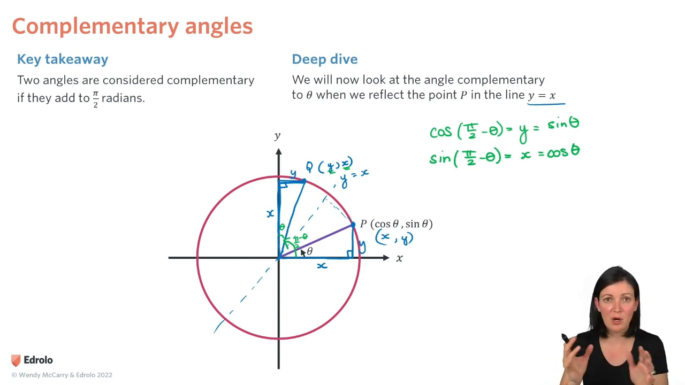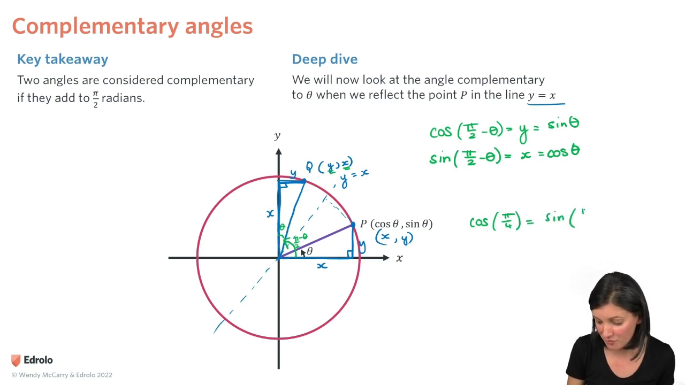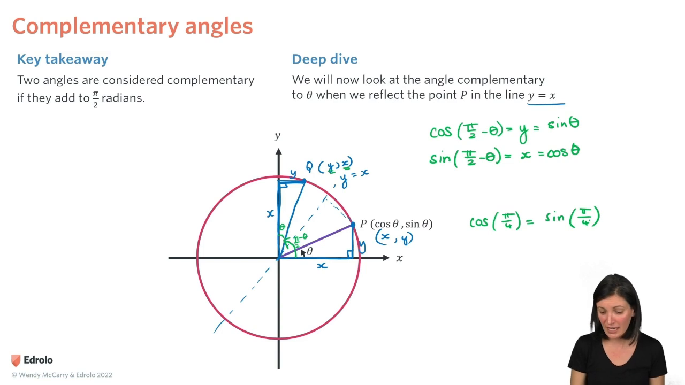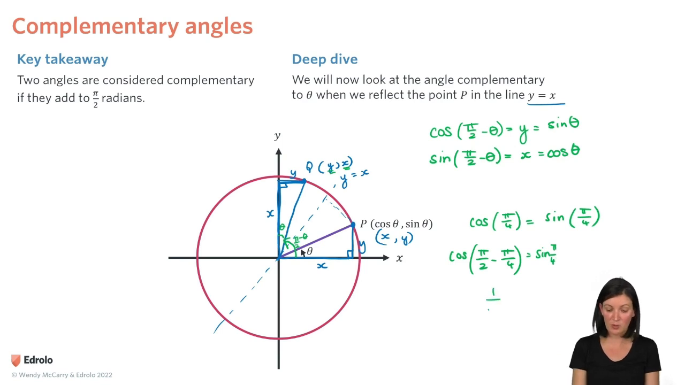Where I think this is easiest to understand is, if you remember from our exact values, the cos of pi on 4, which is 45 degrees, is equal to the sine of pi on 4. And I can rewrite the cos of pi on 4 as the cos of pi on 2 minus pi on 4. That's equal to the sine of pi on 4. If you remember, they were both equal to 1 over root 2. All right, I'm going to summarize this for you, and we'll see how we use it with some other numbers and examples in a second.